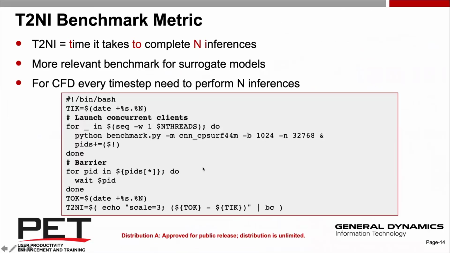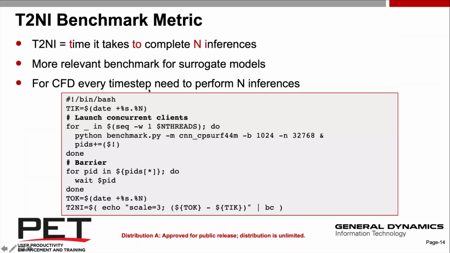Given that for a CFD code, our goal is to minimize the total amount of time to a request per CFD time step, we developed a new benchmark metric called T2NI, which stands for the time it takes to complete n inferences. We believe this is a more relevant performance metric for surrogate models because at every CFD time step, we typically need to compute n inferences, where n is typically the number of grid points in a domain. So this could be millions or even billions of grid points.